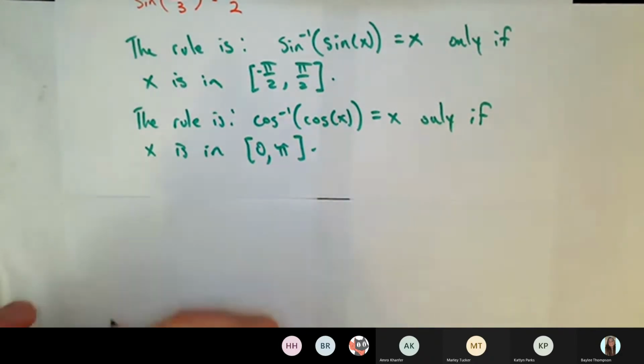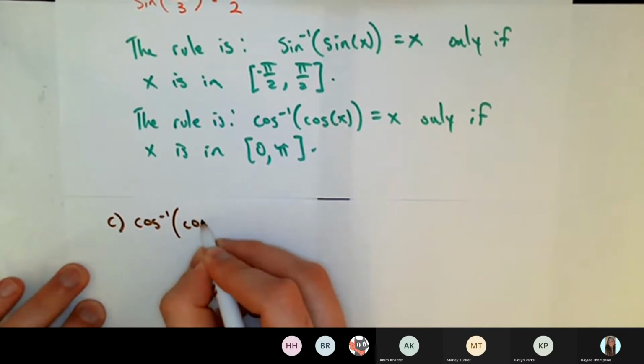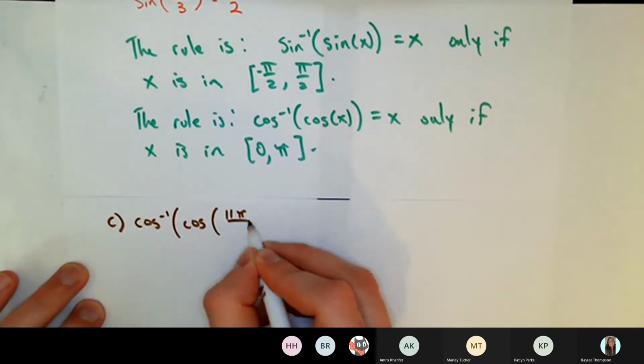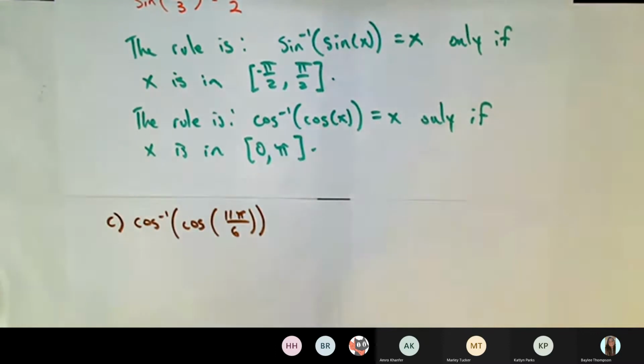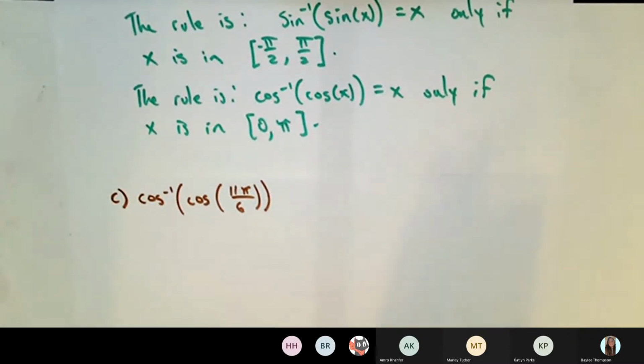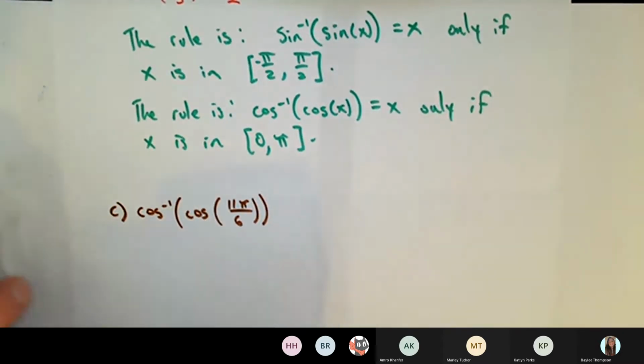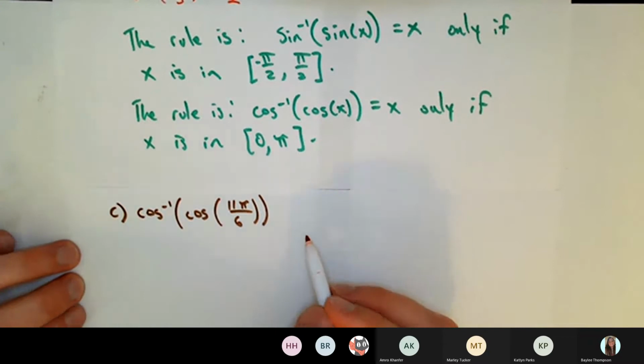Okay, so C and D are going to be cosine inverse things. Cosine inverse of cosine of 11 pi on 6. Okay, that is not in the range here. So I need to do this one by hand, manually, from inside out. I can't just say it's equal to 11 pi on 6.